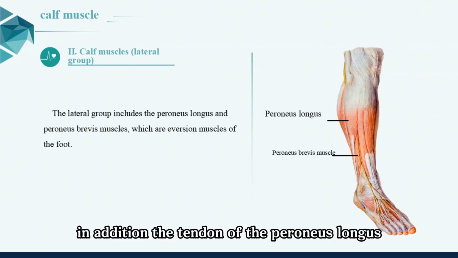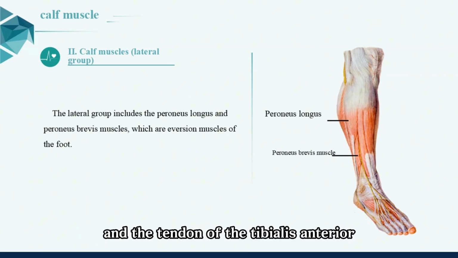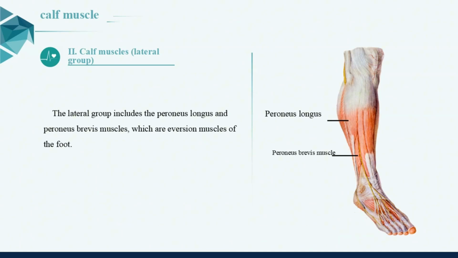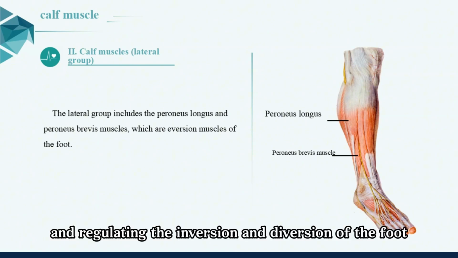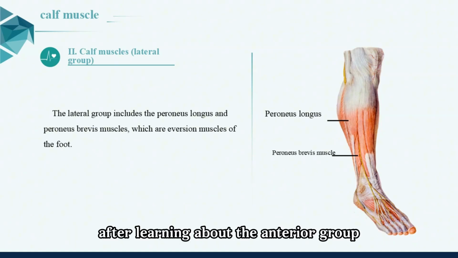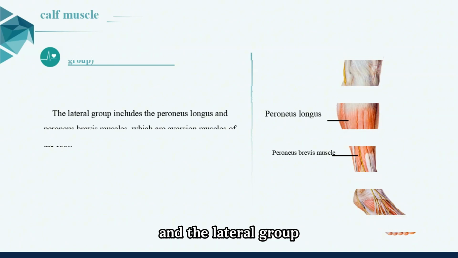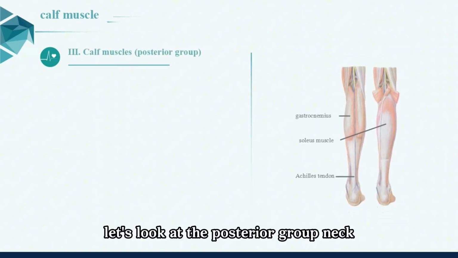In addition, the tendon of the peroneus longus and the tendon of the tibialis anterior together form a tendinous loop, which plays an important role in maintaining the transverse arch of the foot and regulating the inversion and eversion of the foot. After learning about the anterior group and the lateral group, let's look at the posterior group next.